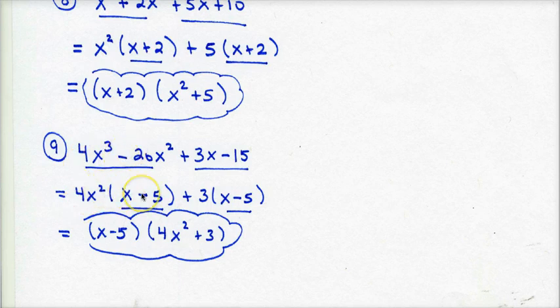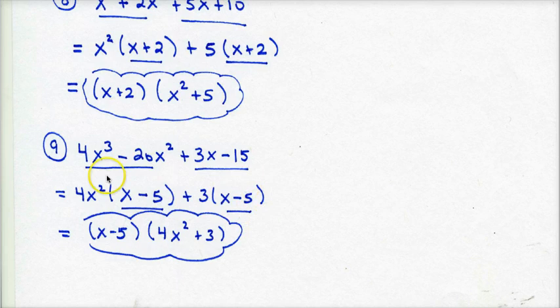Copy down the symbol in the middle. I took out a 4x squared, so I'd be left with just a 5. And again, you can double check by distributing. Copy down the symbol in the middle. What's common with 3x minus 15? Oh, 3 is common. So pull out the 3. I'll be left with x minus 5.